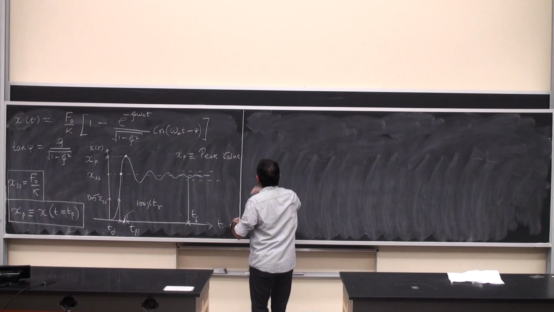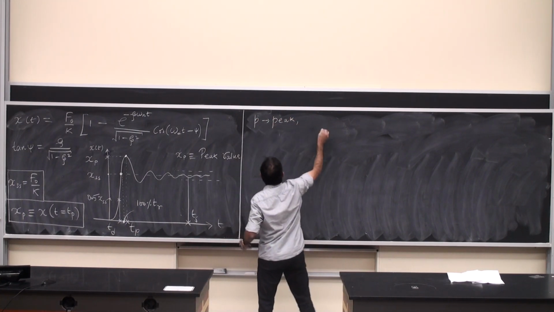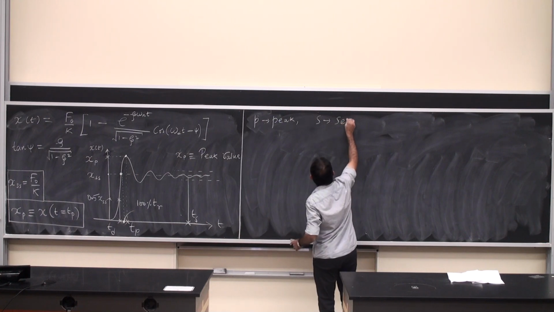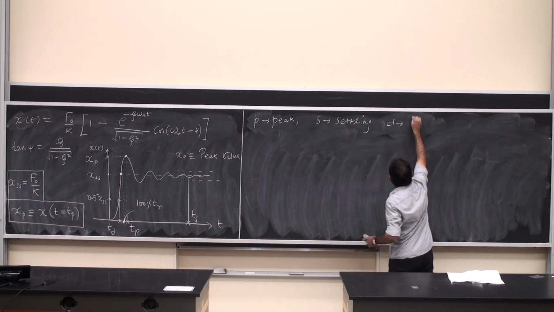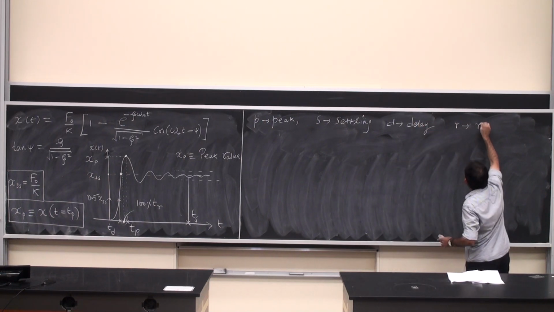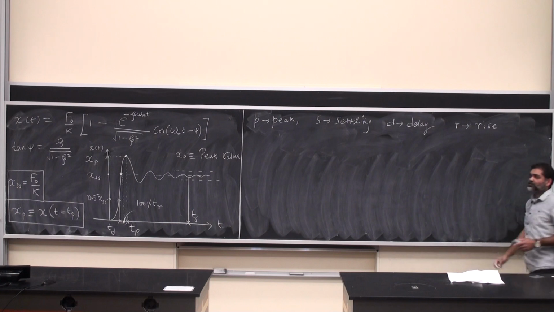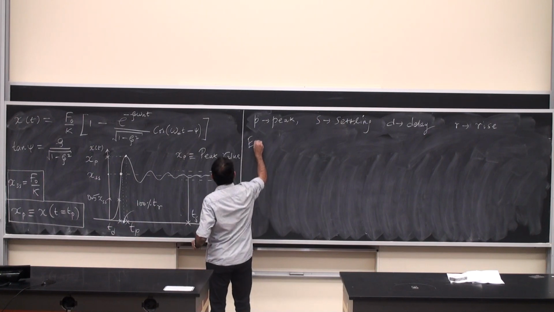The suffixes are the following. P is peak, S is settling, D is delay, R is rise. And the time is all of the times at which these things take place. Okay. So, an example.